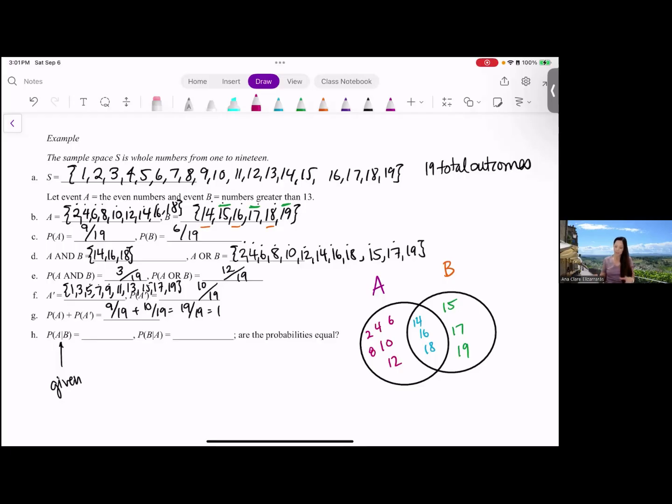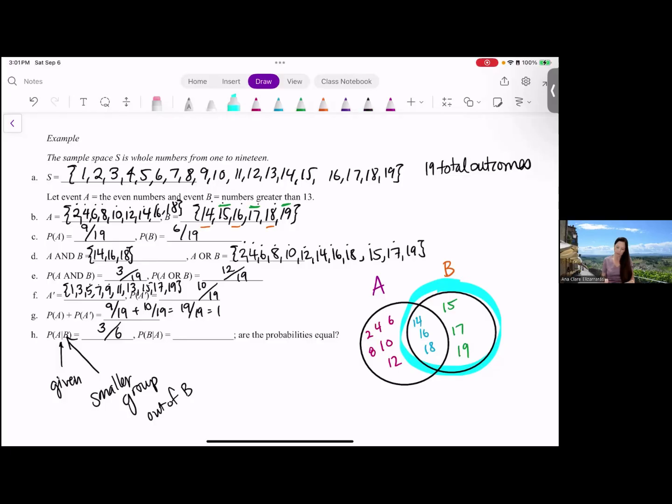So out of the B group, that is this group here, which means I'm only dealing with 6 numbers. So out of the 6, how many were in the A group? 14, 16, and 18, that's 3. So I am starting with, this is the smaller sample space here. It's out of the B's. So the next one is out of the A's, how many were in B?